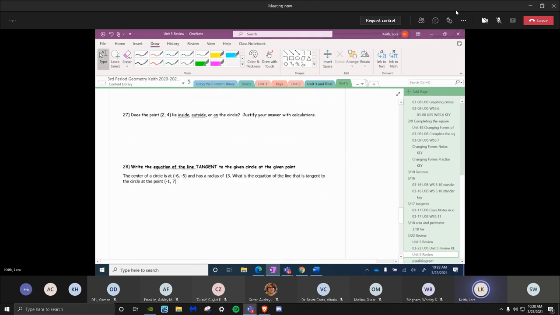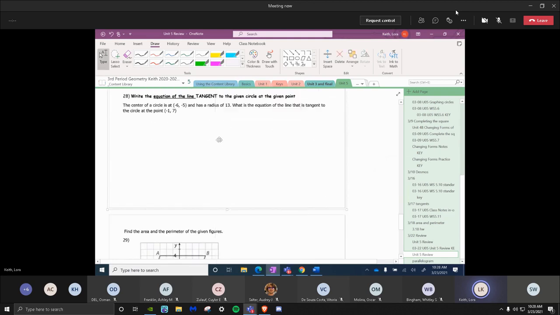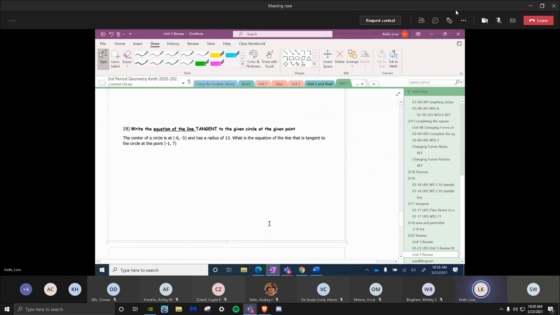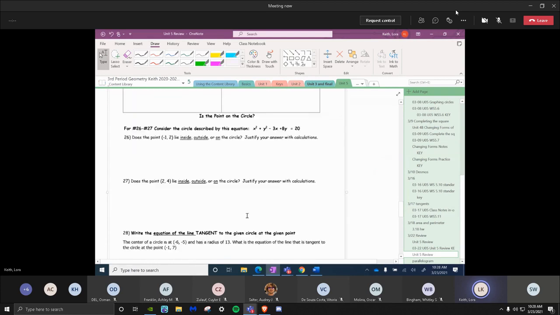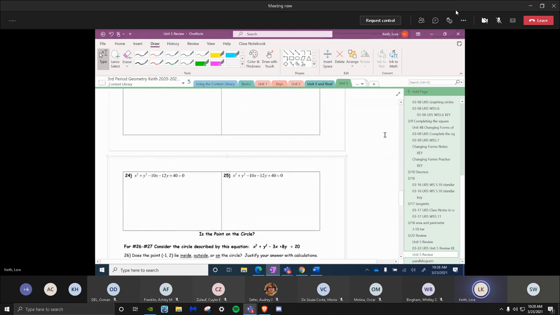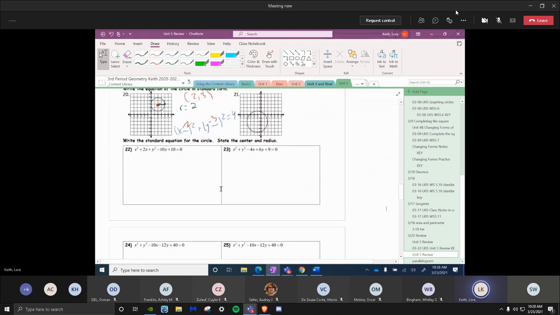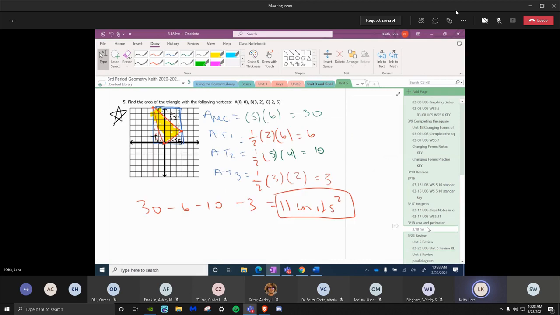So remember that you need to know how to find the tangent line and also how to find area and perimeter. So the shapes that you get will be a little bit easier, so don't worry if you don't get the last two on this review sheet. They're going to be more similar to the 3.18 homework that we did. So just make sure you understand the 3.18 homework.